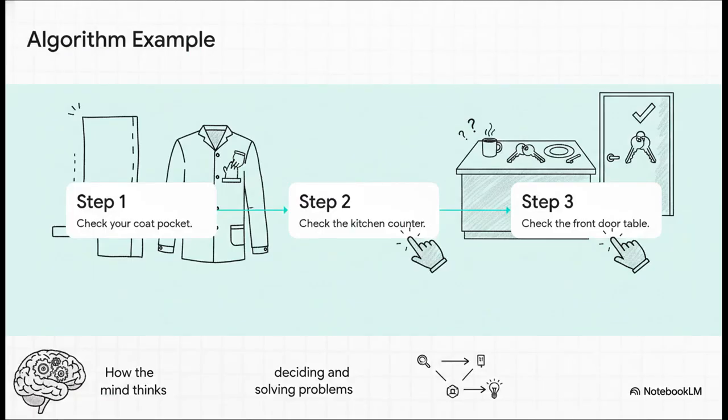So for example, using an algorithm to find your keys would mean you systematically check every single possible place they could be. You check your pocket, then the counter, then the table by the door. It's thorough, and you'll find them for sure. The heuristic approach, that's what most of us do. You just check the 2 or 3 most likely spots first. It's faster, but yeah, you might miss them.